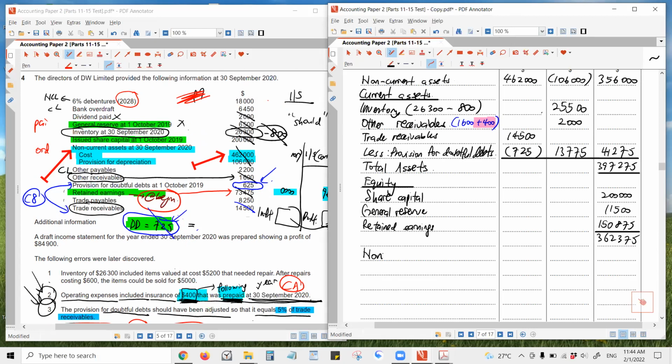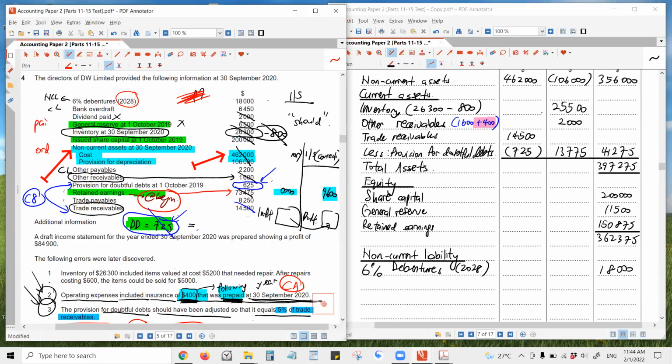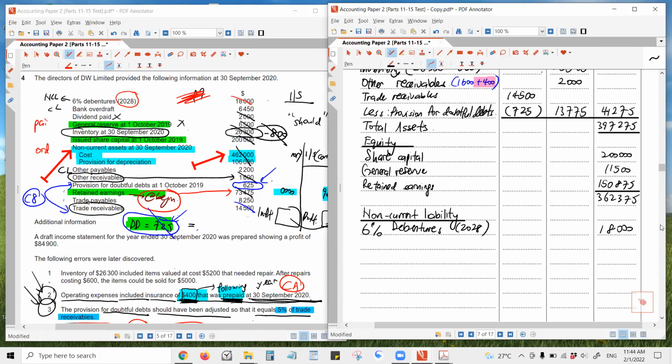Okay, non-current liability. Draw a line for this. There's only one, right? There's only one NCL. So you can show the number to the rightmost. There's only one NCL. 6%. 18,000. Okay. Followed by current liabilities.